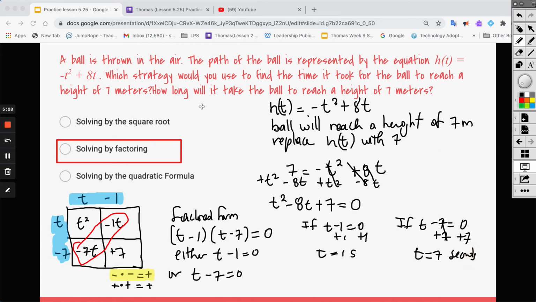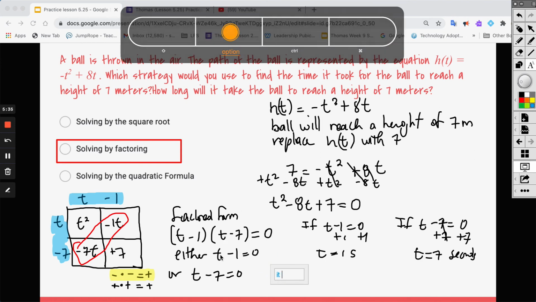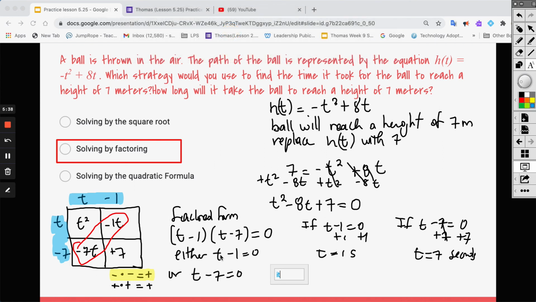And so it will take 1 or 7 seconds for the ball to reach a height of 7 meters.